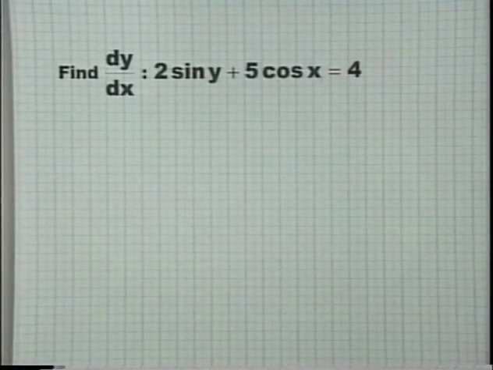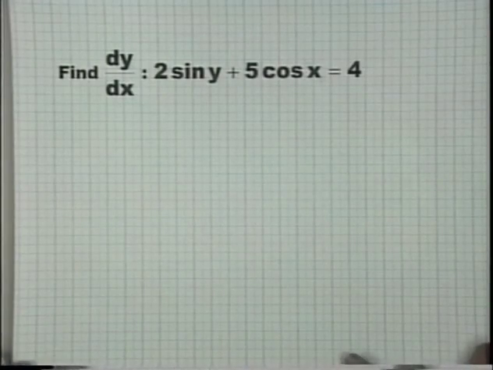Okay, well here's one that involves some trig functions. Find dy/dx. We have 2 times the sine of y plus 5 times the cosine of x equals 4. Now, we're again going to work on this derivative implicitly. So we'll move from term to term.